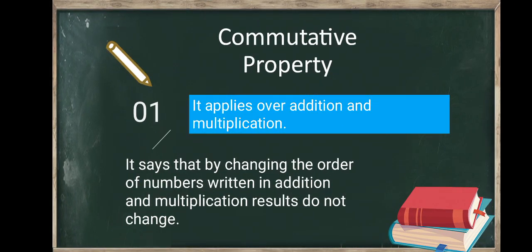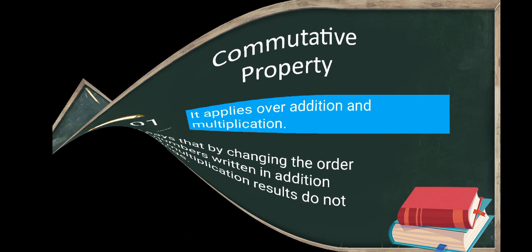Now starting with the first, the commutative property. It applies over addition and multiplication. It says that by changing the order of numbers written in addition and multiplication, results do not change. Now let us make it clear with the help of some examples.